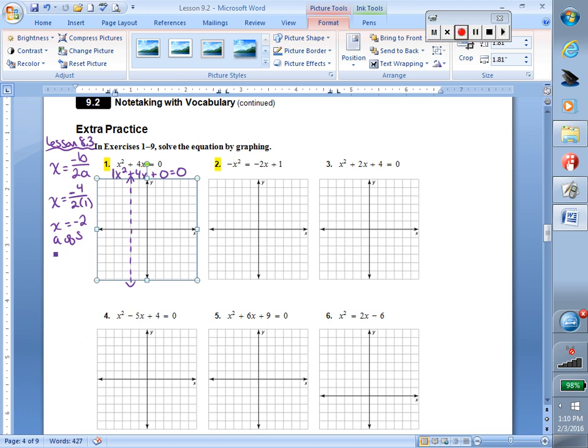Now let's find our vertex. Our vertex, we know the x value is negative 2. The x value of the vertex matches the x value of the axis of symmetry. If I know the x value, how do I find the y value? What do I do with the negative 2? Nick, what do you think?